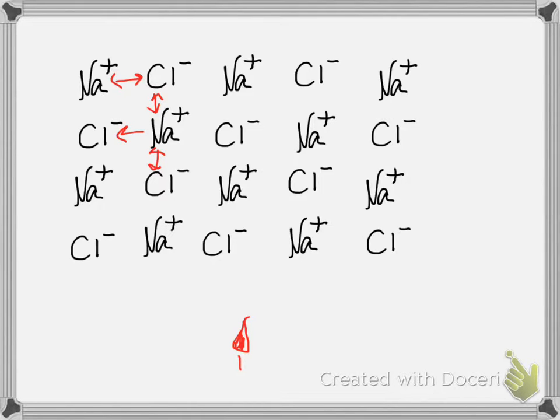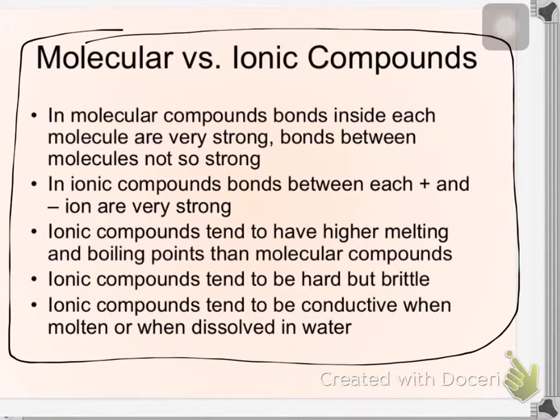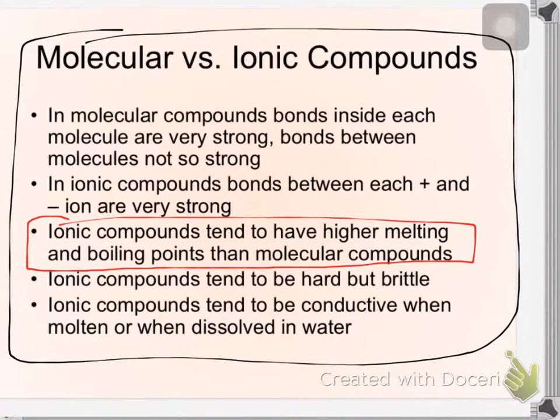The forces of attraction in an ionic compound run through the whole material, and that gives it some really interesting properties. Also, don't forget that these are ions. So, what do we see in ionic and molecular compounds? Ionics tend to have much higher melting points.